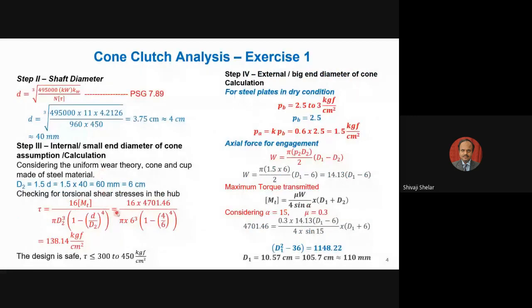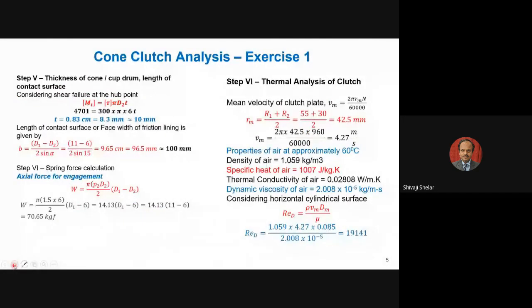Then we determine the sizes of our cone clutch based on the rated torque. We determine the minimum size of the shaft required. Then the hub diameter by taking 1.5 times. Then we check the hub diameter for the stress analysis. Then we checked out the bigger diameter of the cone, that is the outer diameter of the cone, by using the axial force requirement as well as torque requirement. So based on both axial force requirement and the design torque requirement, then we checked how much would be the thickness of cone or cup, what should be the minimum thickness. So we found out that the minimum thickness was 8.3 mm, so we approximated as 10 mm.